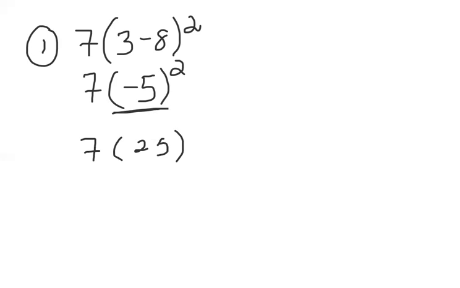7 times 25. You multiply that on a calculator, guys. So that's going to give you 175. And just like that, you're done. All right. Let's move on to number 2.